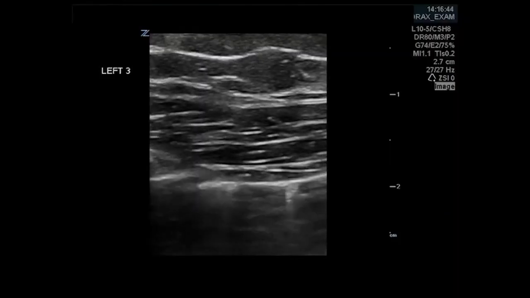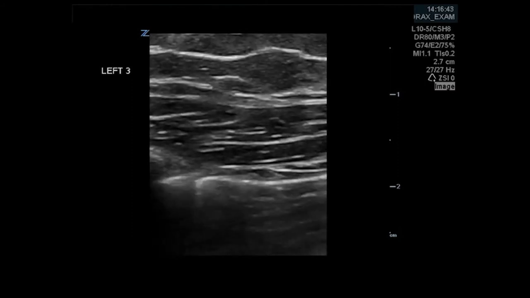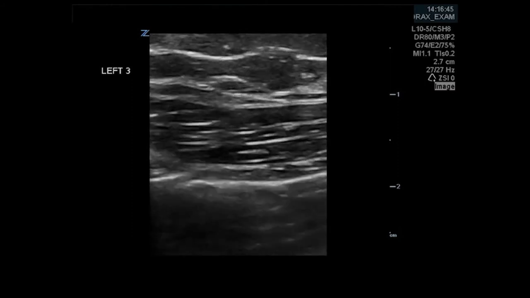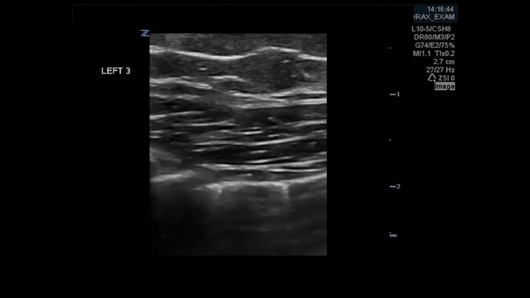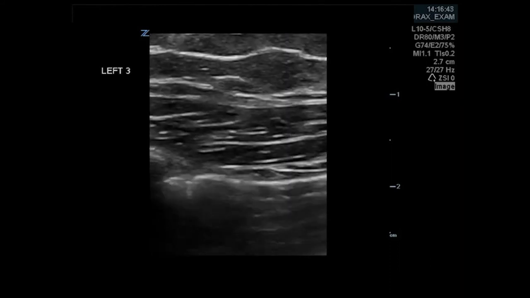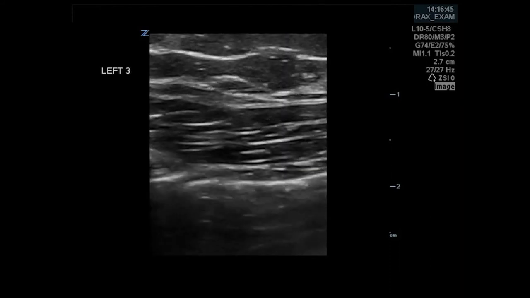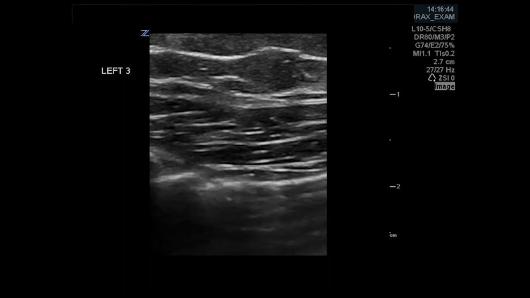Here's another image depicting the pleural line and lung sliding. Notice how the image resolution improves as the higher frequency linear probe is used. Again, observe the movement along the pleural line as the patient breathes.